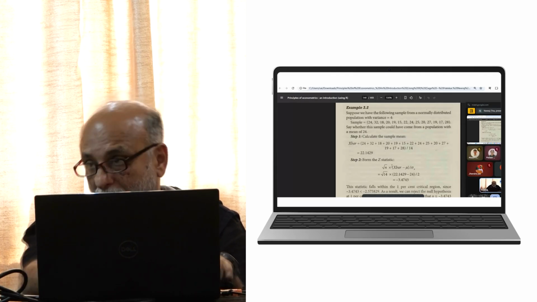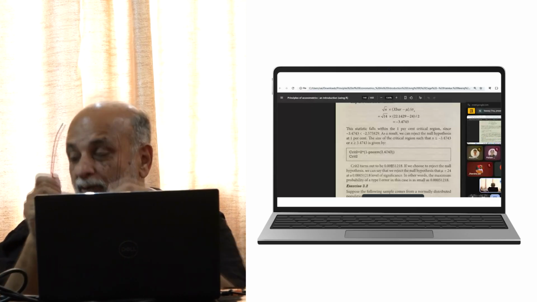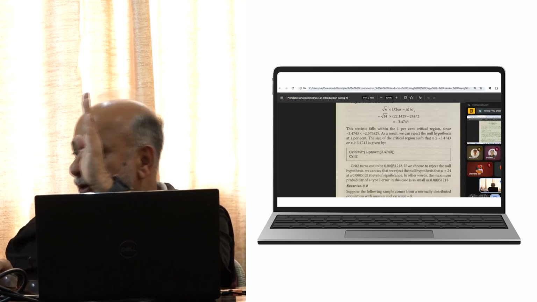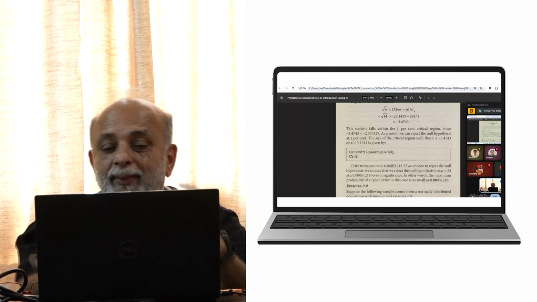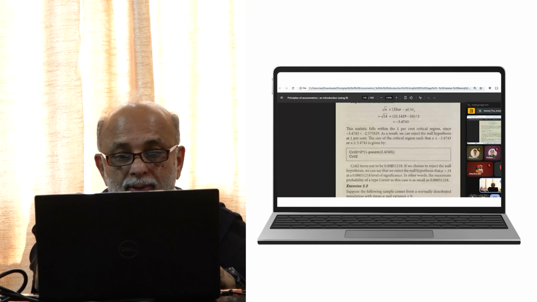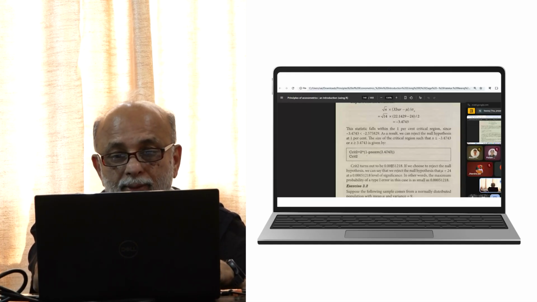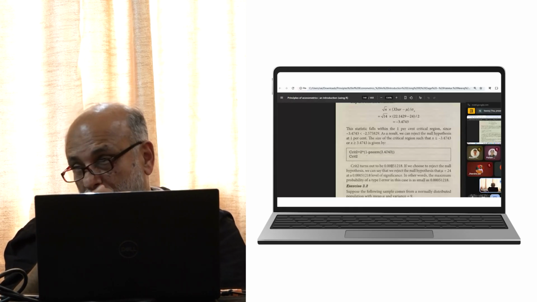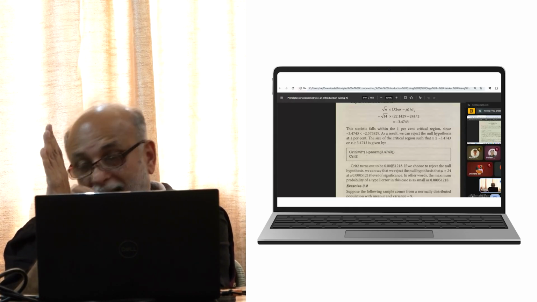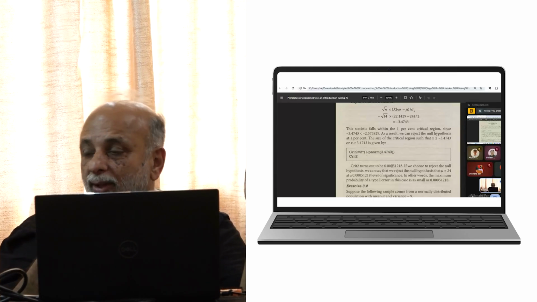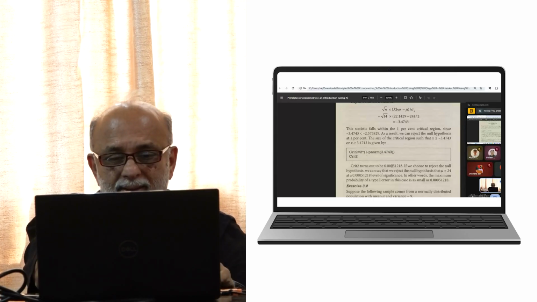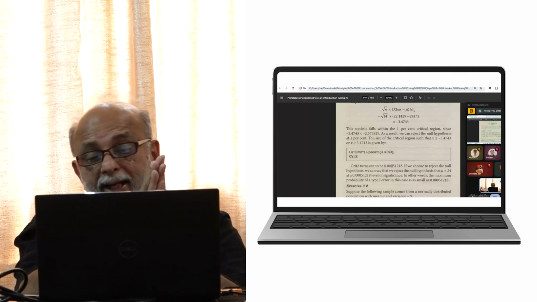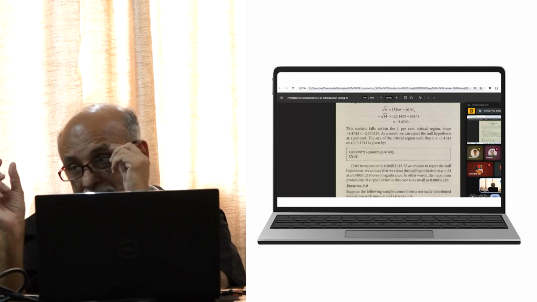So pnorm of 3.4743 will tell you what? The area to the left of 3.47, right? If you take pnorm, like what we saw, it will give you the value on the x-axis such that the area to the left of that value is what? Yeah? Sure? So the area to the right will be what is the critical region.